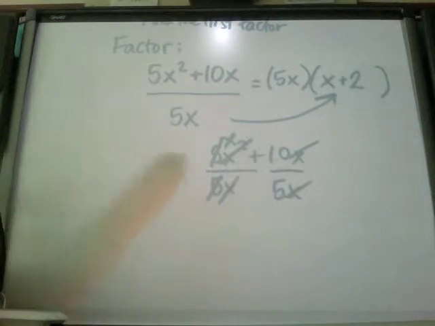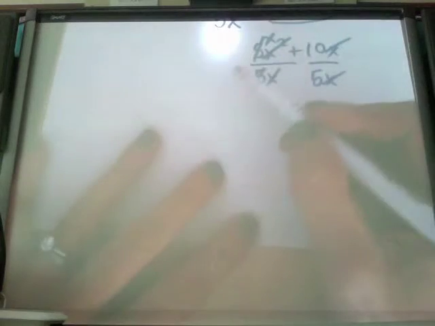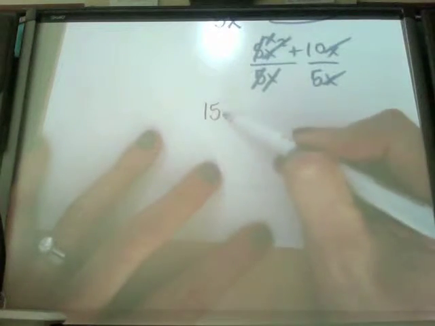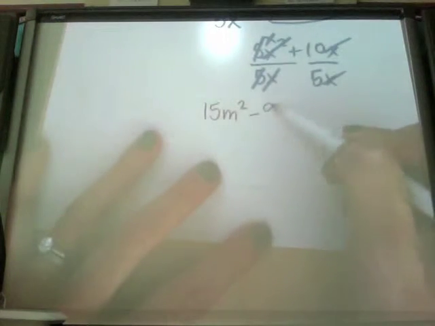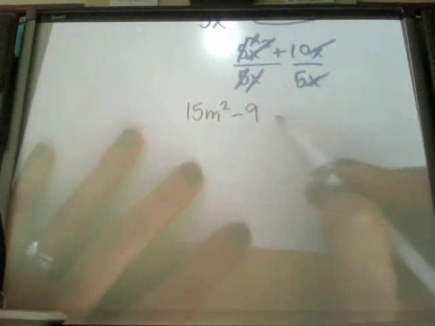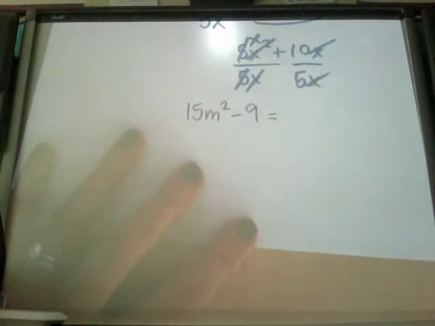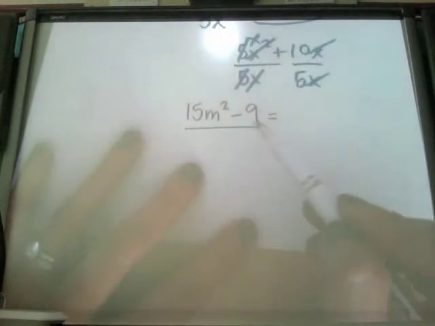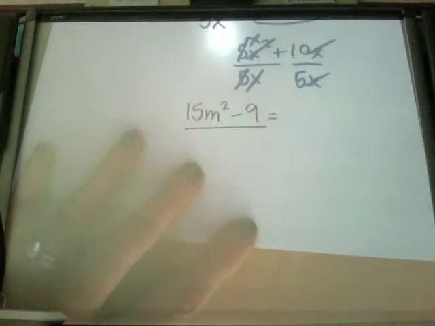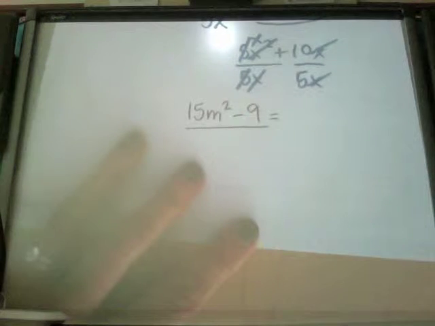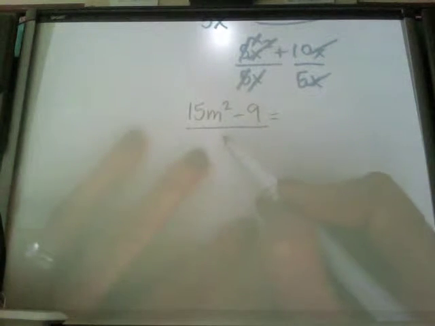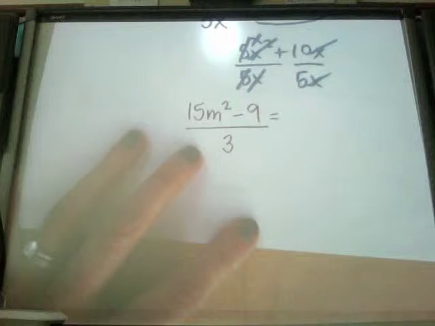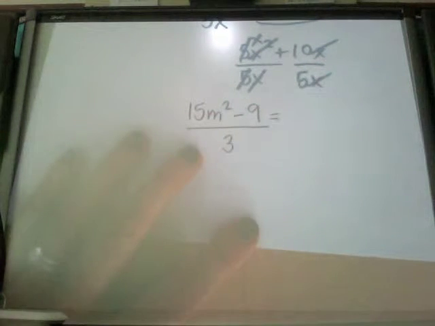Let's try another one that's just a binomial, just to get going, and then we'll get to a trinomial. How about 15m squared minus 9? What is the greatest common factor of 15 and 9? The biggest number that could divide evenly into both of them. Carissa? 3. Good, 3. What about m's? Can I take an m out of both of these terms in the numerator?